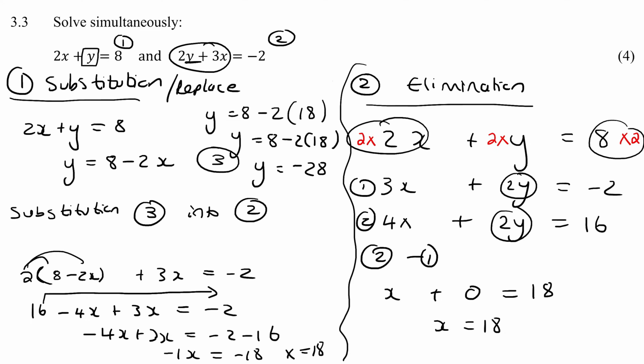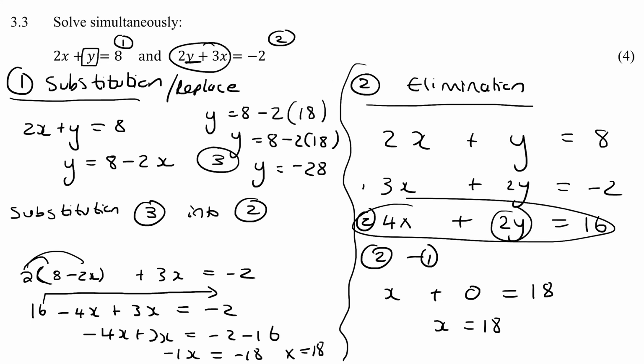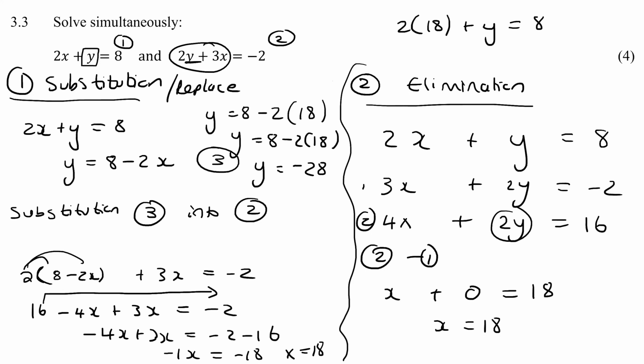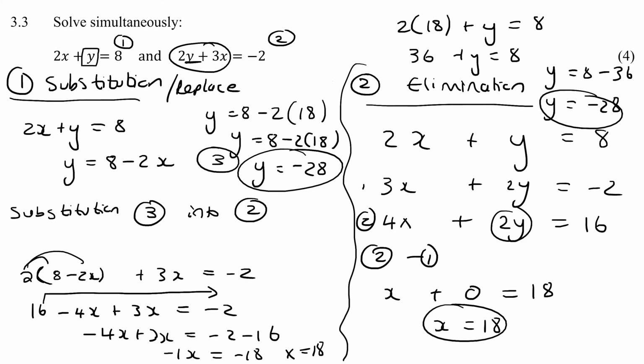How do we find y? To find y, you can just plug the x that we just found into any of these equations. You can plug it into this original equation, this one over here, or this new one. It doesn't matter. I'm just going to plug it into here. So 2 times x plus y is equal to 8, and so 36 plus y is equal to 8. I'm going to take the 36 over to the other side, so it becomes negative, and I get negative 28 for y. So you get the exact same answers, of course, just with two different methods.